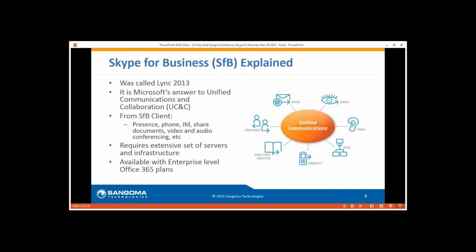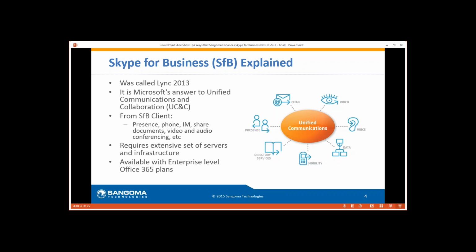So what is Skype for Business? Not too long ago, it used to be called Lync 2013, or sometimes called Lync Server 2013. So Skype for Business is a new version that came out this year in July. It's sometimes referred to as Skype for Business 2015. So it's just a new revision of Lync. And what Skype for Business essentially is, is Microsoft's answer to the market for unified communication and collaboration solutions.